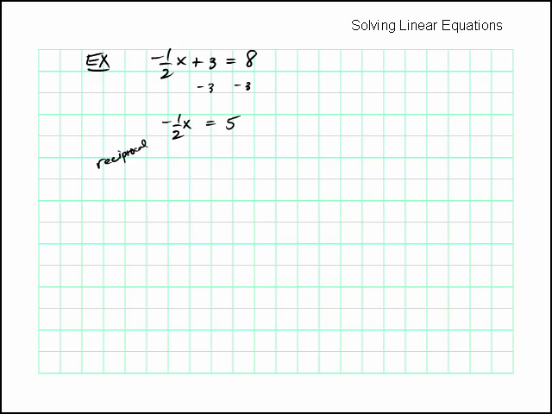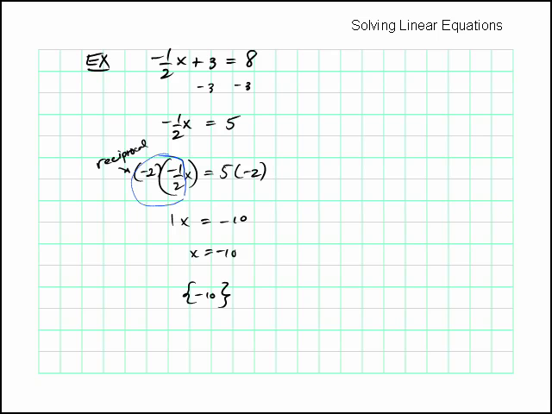The reciprocal of negative 1/2 would be a negative 2. Multiply both sides by the reciprocal there. Because a number times its reciprocal is just a 1. Right here, that negative 2 times that negative 1/2 is a 1x now. So this gives me 1x equals negative 10. So x is negative 10. And there's our solution.